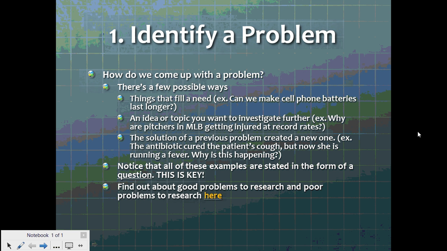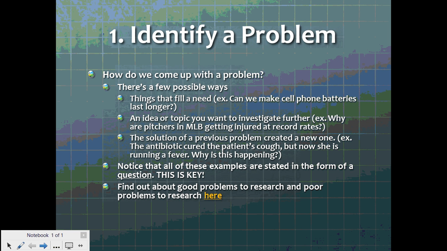1. Identifying a problem. How do we come up with a problem? There's a few possible ways. Things that fill a need. Example, can we make cell phone batteries last longer? An idea or topic you want to investigate further. Why are pitchers in Major League Baseball getting injured at record rates, for example?